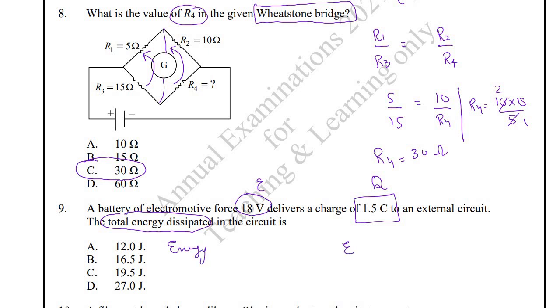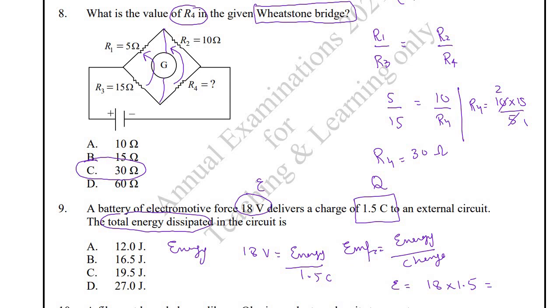So we know that the EMF is equal to the energy supplied by the battery per unit charge. So with its help we find the energy. So EMF is 18 volt and the energy is the unknown in this question, divided by charge, that is 1.5 coulomb. So in this way, energy will be equal to 18 volt multiplied by 1.5. So 18 into 1.5 will become 27 joules. So the correct answer for this question number 9 will be option D.